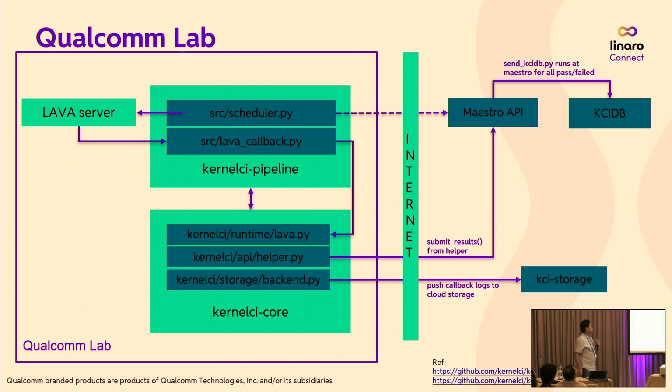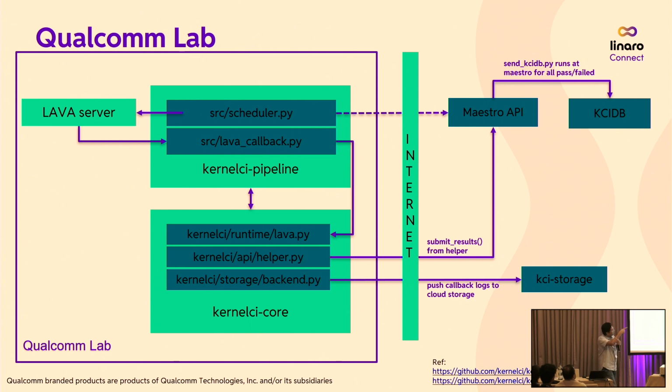So we try to leverage their code, which is called Kernel CI core and the pipeline. Core deals with, as the name suggests, the Maestro events, how to parse them, and all those sorts of things. And the Kernel CI pipeline's main job is to consume events and trigger a job to LAVA. We had our own LAVA server connected to LAVA workers.